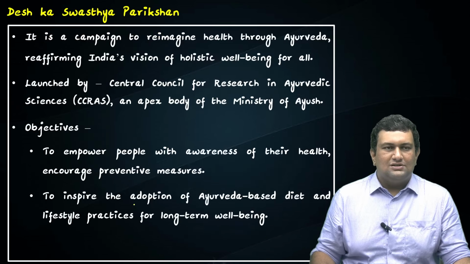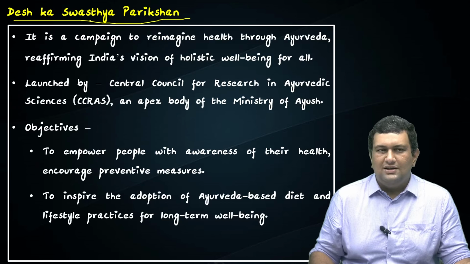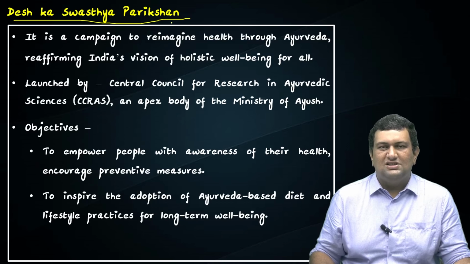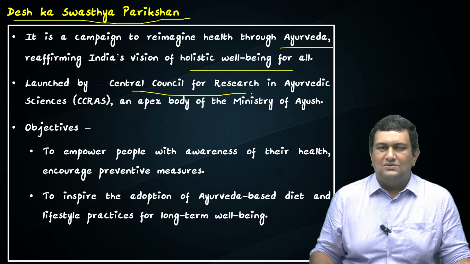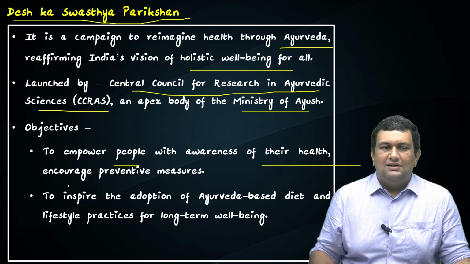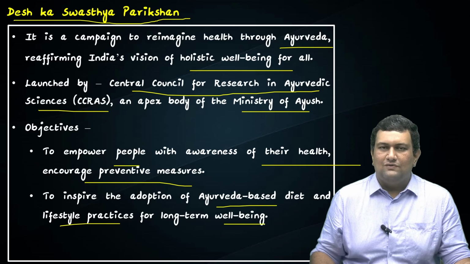So, we'll move on to the next topic. It's regarding the Desh Ka Swasthya Parikshan. Desh means country, Swasthya means health, and Parikshan means test. It's a campaign to reimagine health through Ayurveda, reaffirming India's vision of holistic well-being for all. It's launched by the Central Council for Research in Ayurvedic Sciences, that is CCRAS. It's an apex body of the Ministry of Ayush, and its objective is to empower people with awareness of their health and encourage preventive measures, and to inspire the adoption of Ayurveda-based diet and lifestyle practices for long-term well-being.